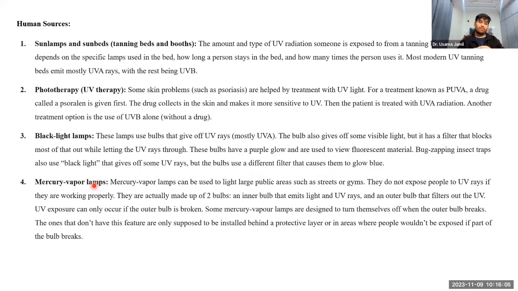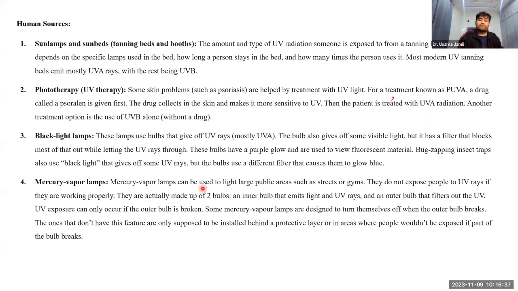Next one is the mercury vapor lamps. Mercury vapor lamps can be used to light large public areas such as streets or gyms. If we talk about street lights or floodlights, in some of them mercury vapor lamps are being used. So how do they work? They emit UV light that glows brighter, so they can cover a large public area such as streets or gyms.